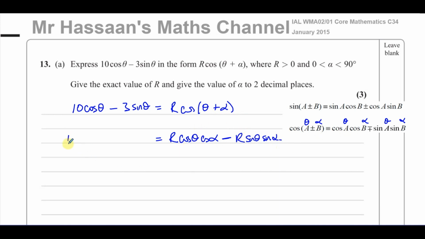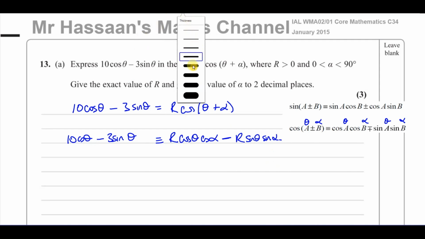And that's what this 10 cosine theta minus 3 sine theta has to be rewritten like. So this is like an identity. They're exactly equal to each other, exactly the same, identical. All right, so we can use the fact that these are identical in order for us to find the value of r and find the value of alpha, which is what we need to do to write it in this form. And in order to do that, we need to compare the coefficients.